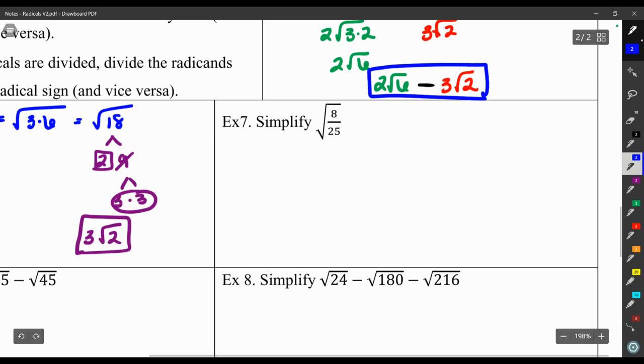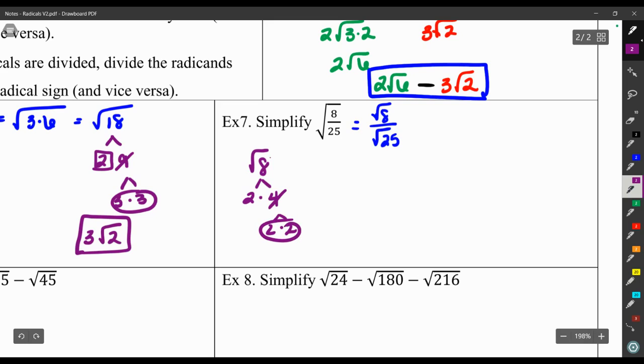So instead, what we can do is use that division rule to make this the square root of 8 divided by the square root of 25. And then look at the denominator and the numerator individually. So I'm going to take the square root of 8 and simplify. So I know 8 is 2 times 4, and 4 is 2 times 2. And I see that there are a pair of 2's here. So the square root of 8 actually simplifies to 2 square roots of 2. So the numerator is now simply 2 square root of 2.